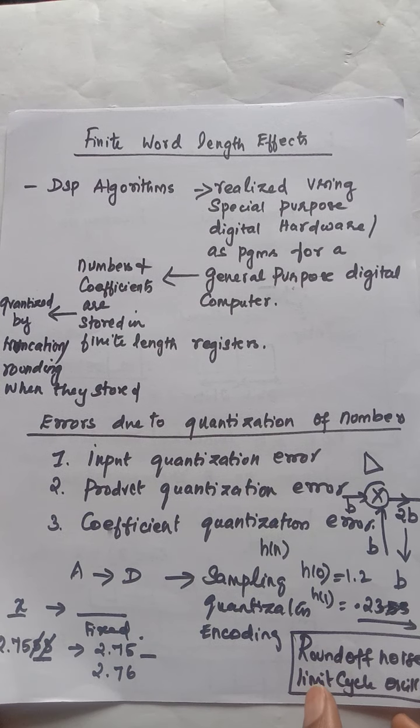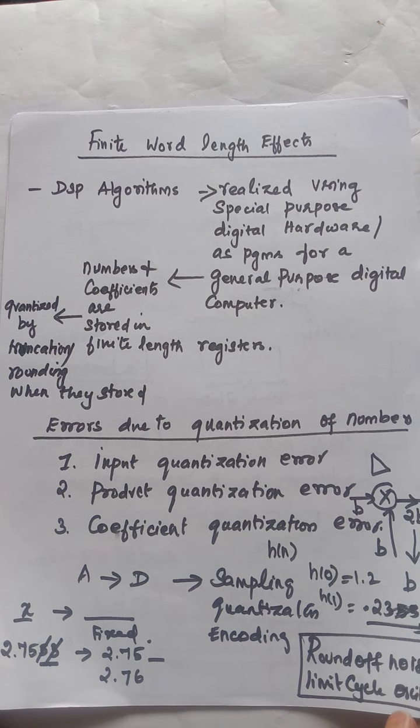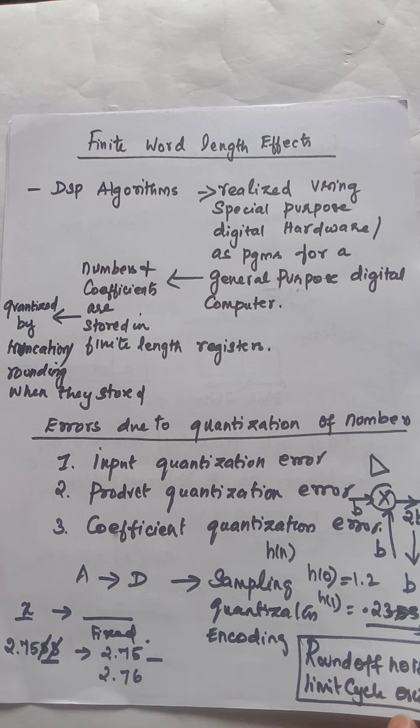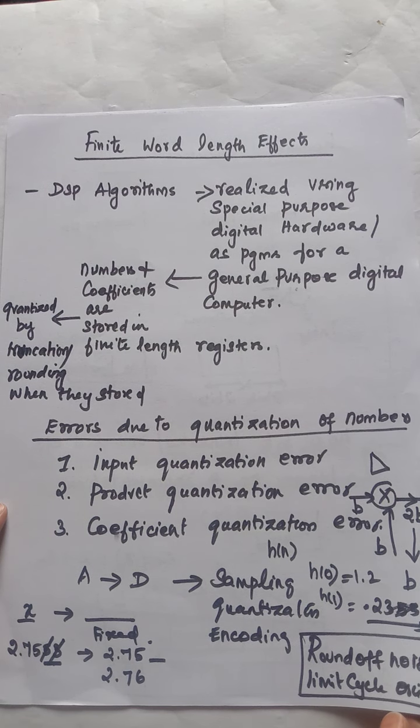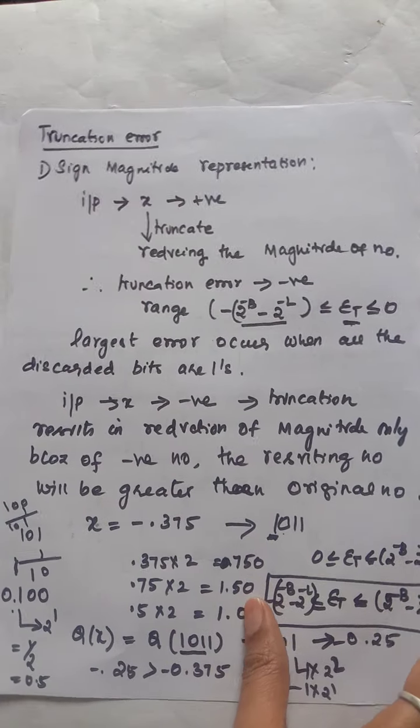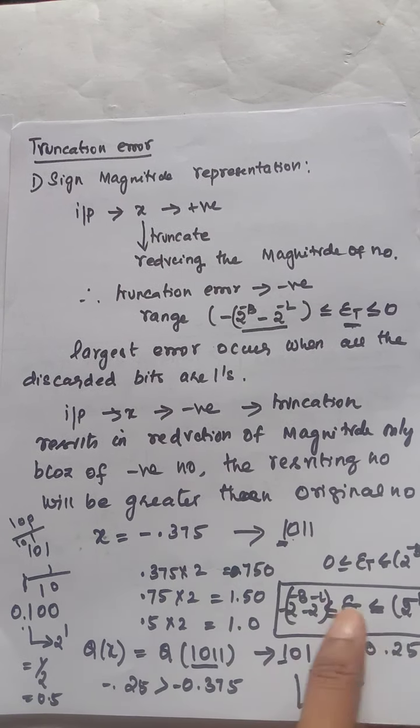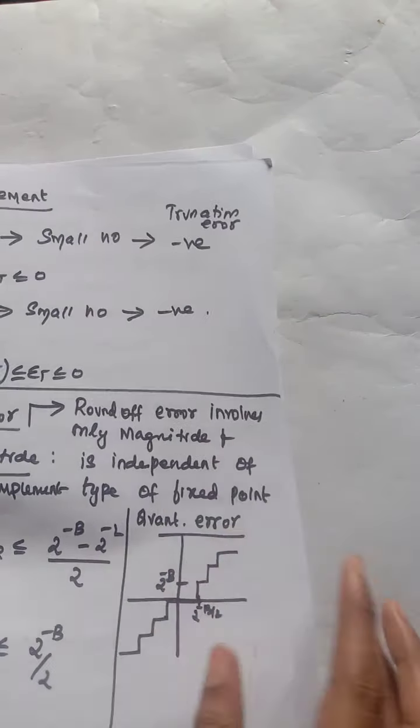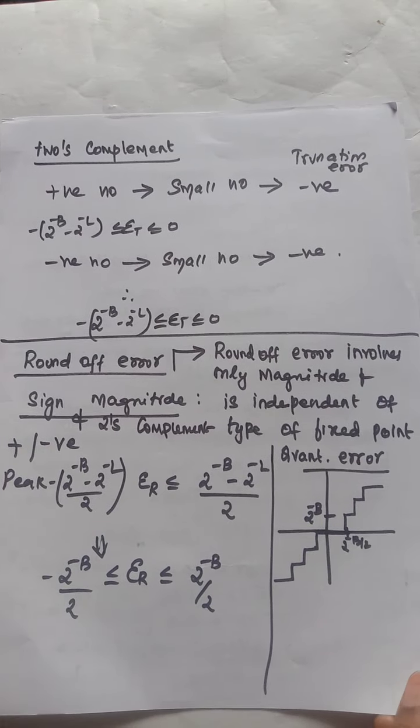Hi students, in the last class we discussed finite word length effects, and we discussed what input quantization error is, what product quantization error is, and what coefficient quantization error is. In that we discussed truncation error, and now we will discuss the round-off error.